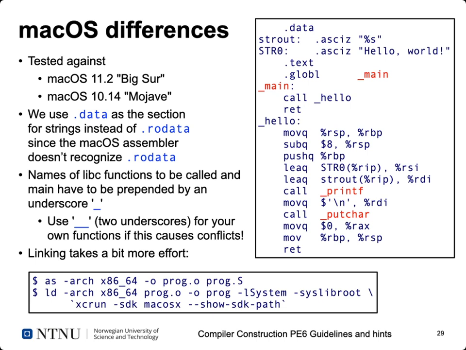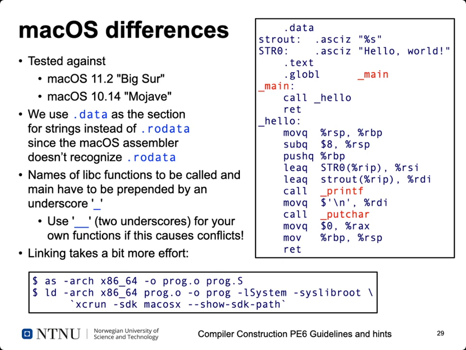So the other differences I already mentioned. We use data as a section for strings instead of the usual rodata, since the macOS assembler isn't happy about rodata. I think there's a workaround, I just would have to look for it, but that's the way it works. And the prepending of the underscores would be another thing. Linking might be a bit more effort, so we assemble it as before.